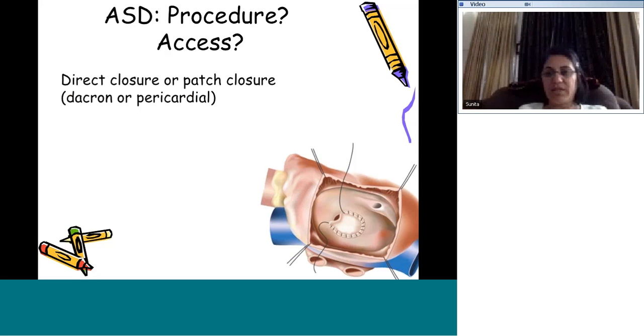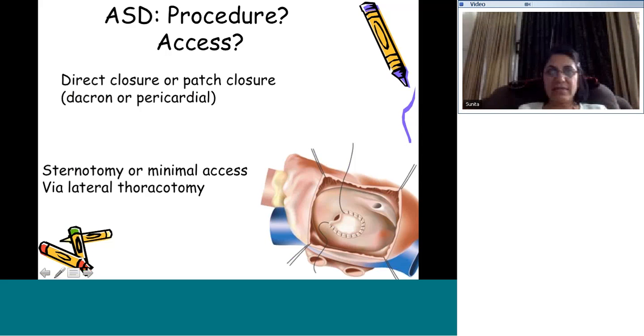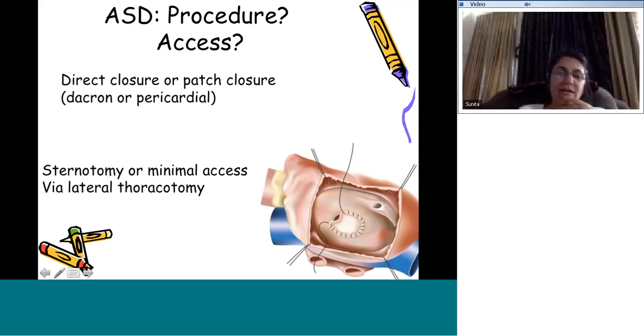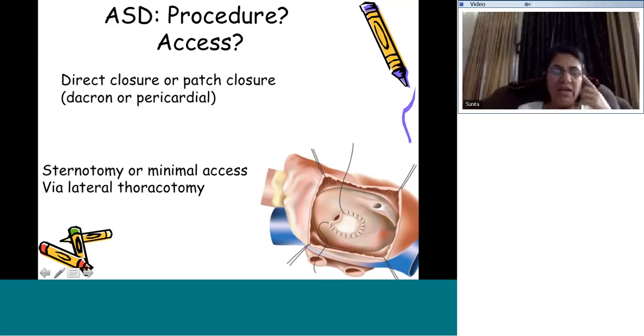And what is the access you can use for ASD closure? So we know you can do a sternotomy, right? So you can go midline sternotomy. Any other access for ASD closure that you know of? So minimal access would be via a lateral thoracotomy. So you have both these options for ASD closure.